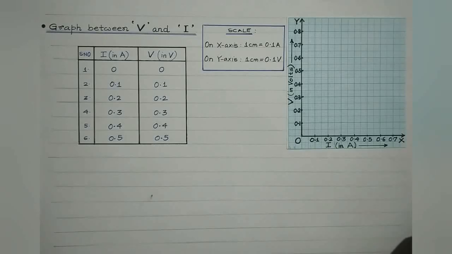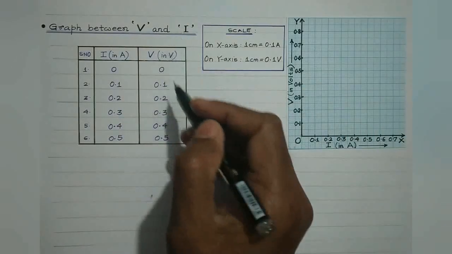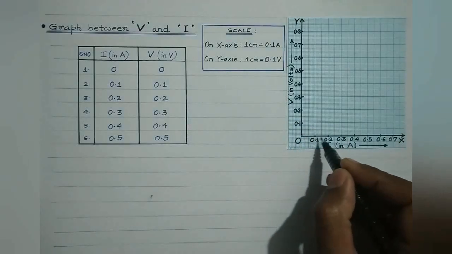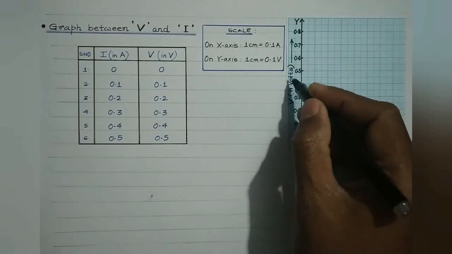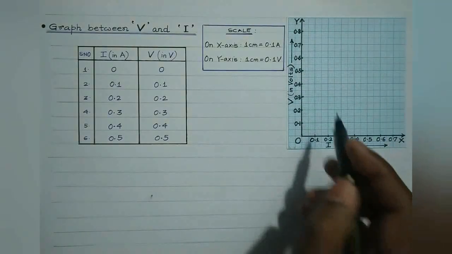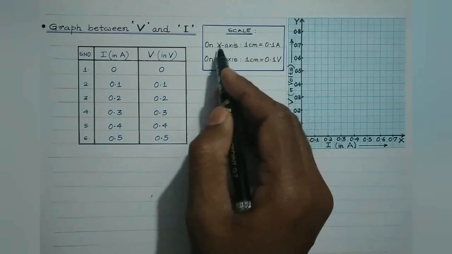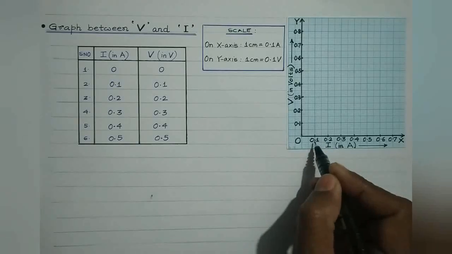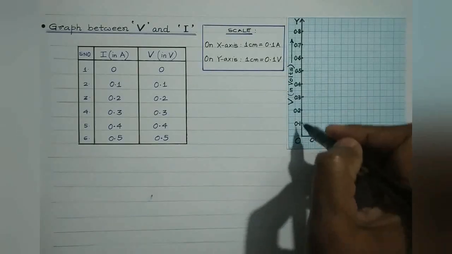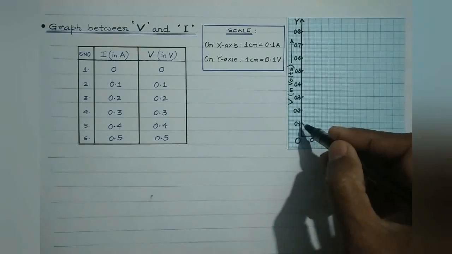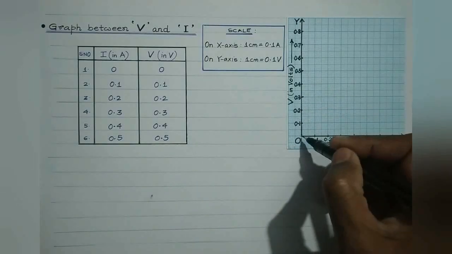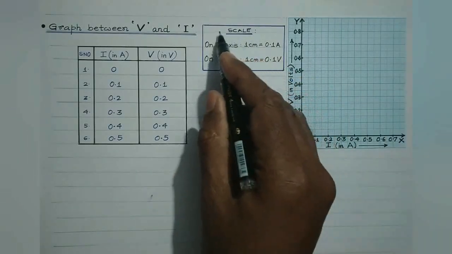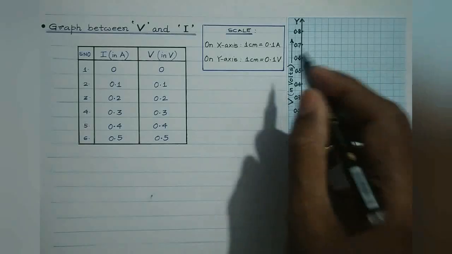Let us plot a graph between the voltage and the current. These are the readings which we have taken, and let us represent current along the x-axis and the voltage, which is measured in volts, along the y-axis. And this is the scale which we are using. On the x-axis, students, this is 1 centimeter, right? And 1 centimeter represents 0.1 ampere. While this is the y-axis, on the y-axis again this is 1 centimeter, and 1 centimeter represents 0.1 volt. So while plotting a graph, the scale is to be mandatorily written, right?